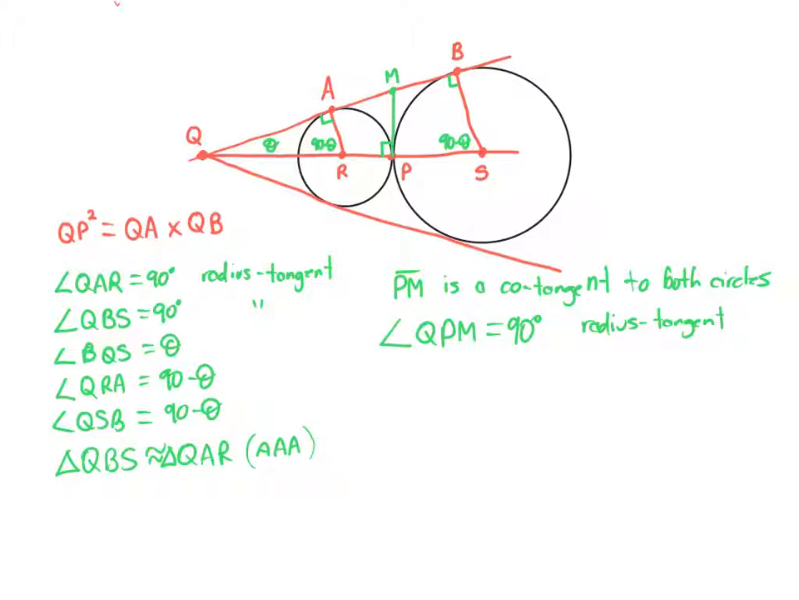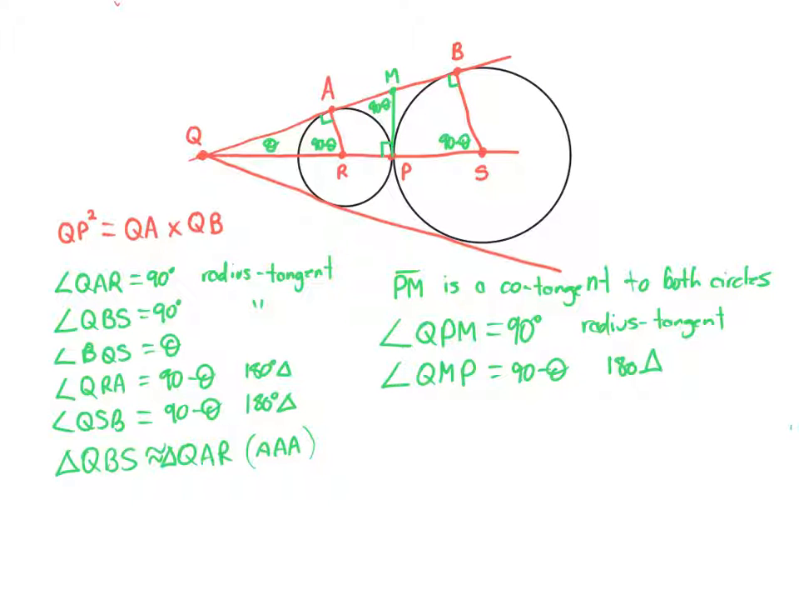This angle here is theta, so this angle up here must be 90 minus theta. Therefore, the angle QMP must be equal to 90 minus theta. Because, and I should have written this here, there are 180 degrees in a triangle. That's the rule we've used there, 180 degrees in a triangle.